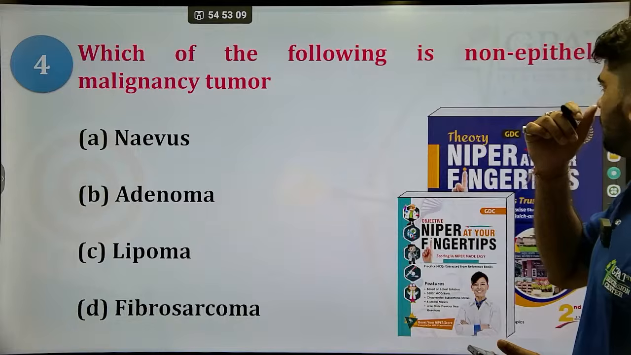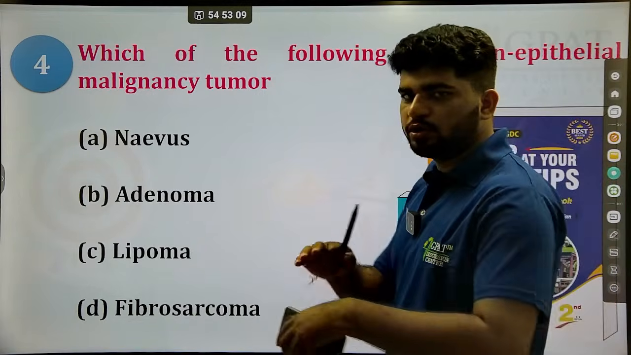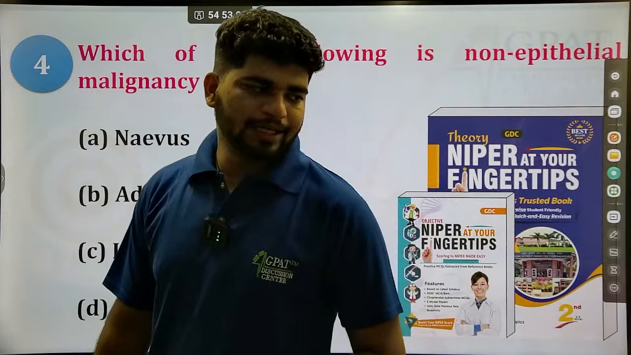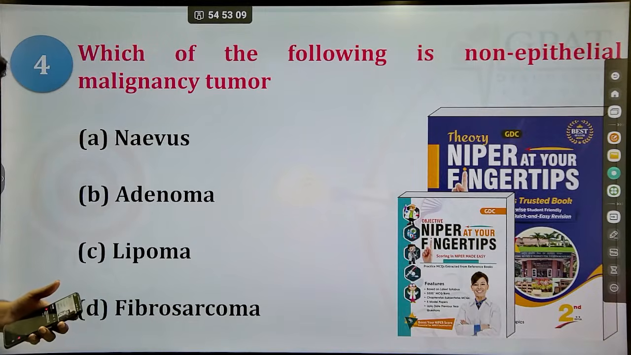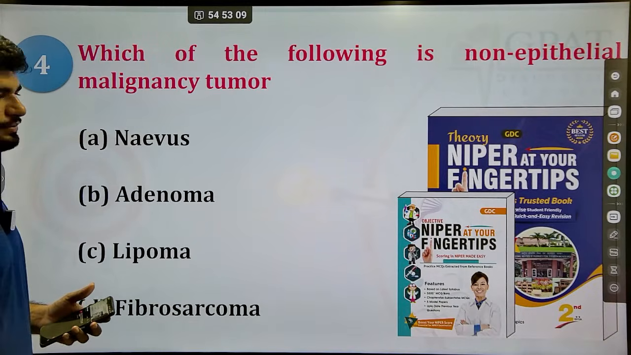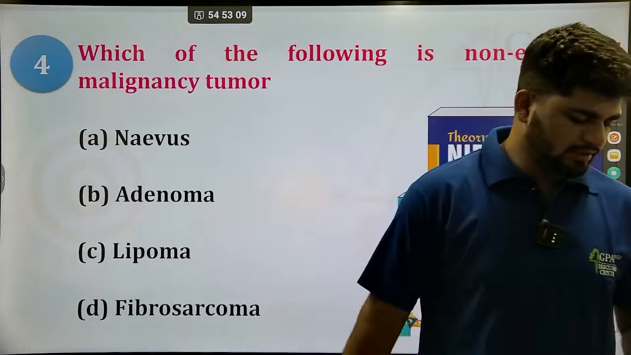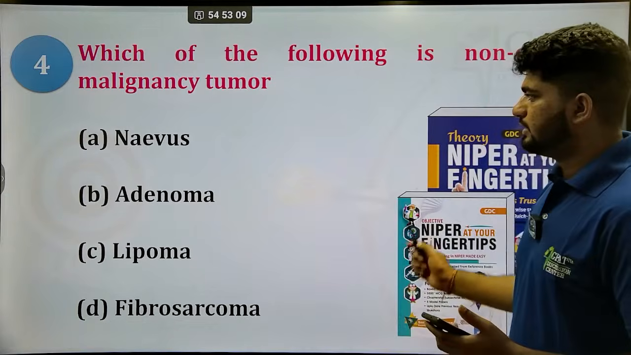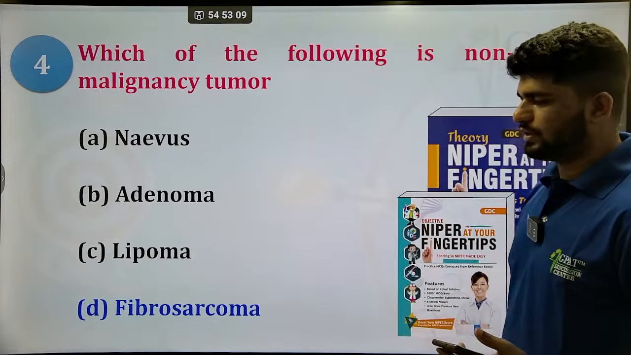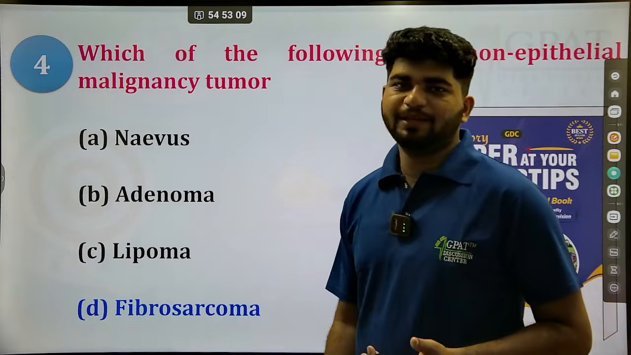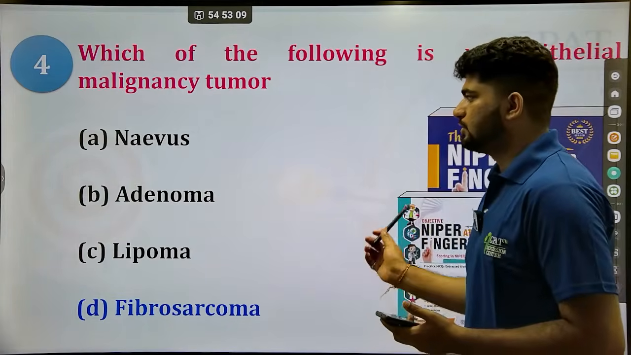Which of the following is a non-epithelial malignancy tumor? Non-epithelial means not under the epithelial tissue. Is it your nevus, adenoma, lipoma, or fibrosarcoma? That is your fibrosarcoma, because fibrosarcoma takes place in fibrous tissues. Sarcoma. All right, sure.